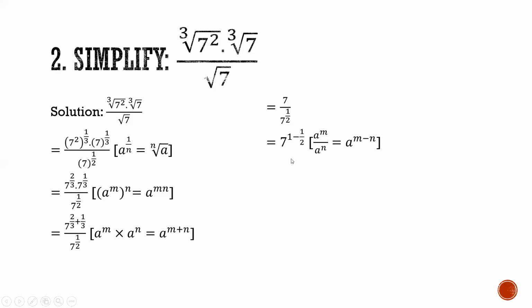So here 7 to the power 1 minus half, that is 7 to the power half, and we know that the power half, 1 by 2, represents the square root, that is root over 7. So the solution of this math is root over 7. I have given the side notes for you to understand easily. So the solution of this math is root over 7.